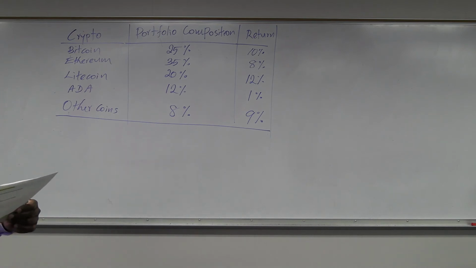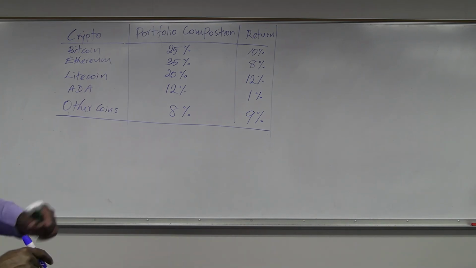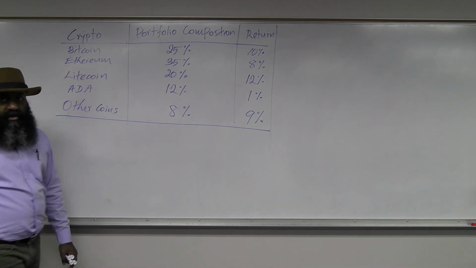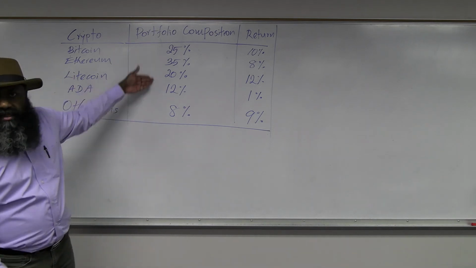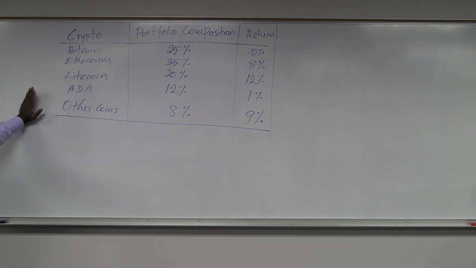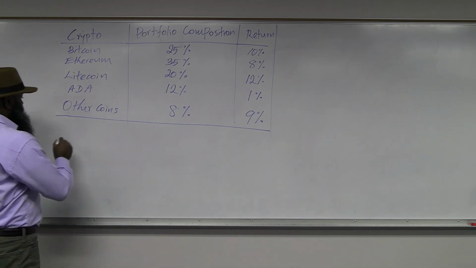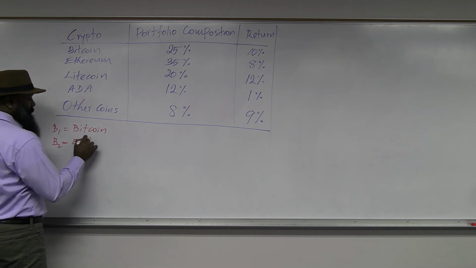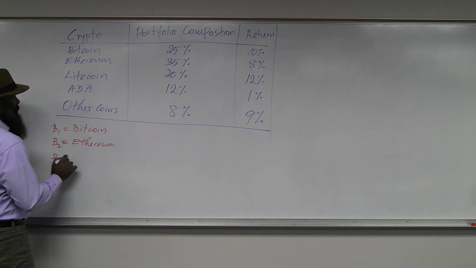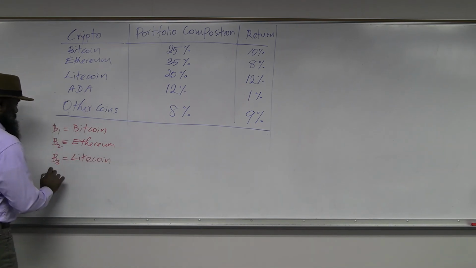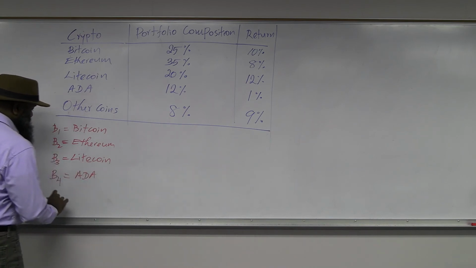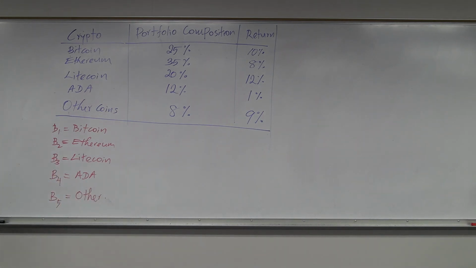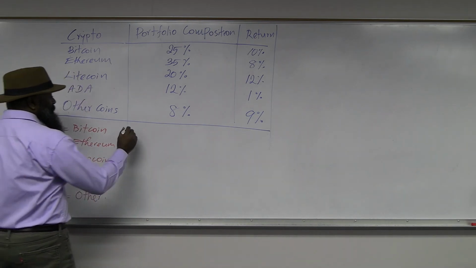Now, as the first part of the question, we need to find the total rate of return for this investor. We can see that this is a partition of his portfolio. If you add all these pieces, they add up to 100%. So this is all he has as crypto. So I'm going to label B1 as Bitcoin, B2 as Ethereum, B3 as Litecoin, B4 as ADA, and B5 as all the other coins. I will also need to define an event A. I will let A be the event return. Okay, return.